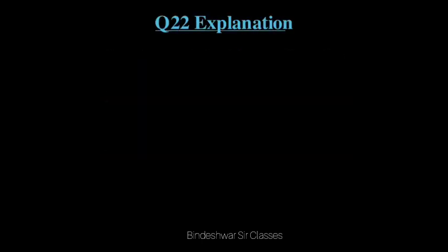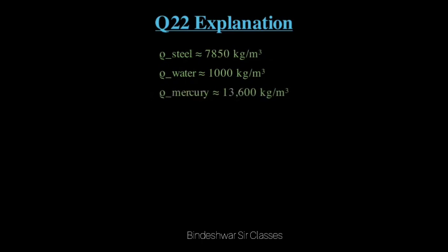To explain the behavior of the steel ball, we just need to compare the densities. The average density of steel is approximately 750 kilograms per cubic meter. The density of water is about 1,000 kilograms per cubic meter. And the density of mercury is very high, at about 13,600 kilograms per cubic meter.